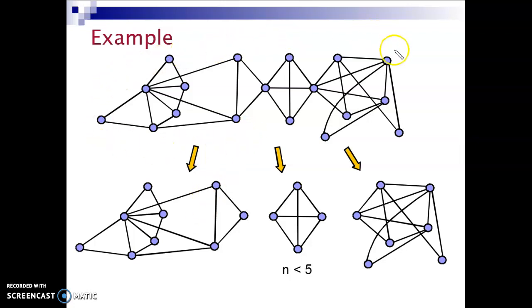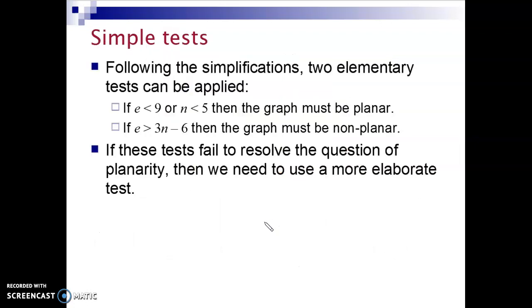I'm going to work on this large graph on the top of this slide. And we can apply what we talked about in the previous slide. For example, here, there's a cut vertex. Here's another cut vertex. So we can basically separate this graph into its 3 different blocks, as you can see here. So we will examine each of these blocks separately and try to find out if they are planar or not.